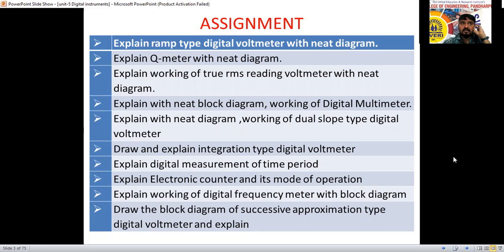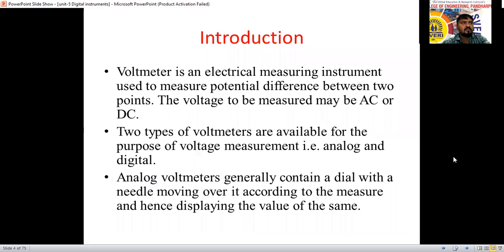Before starting the syllabus, we'll discuss some introduction to digital instruments. So the digital voltmeter introduction we are going to discuss here.